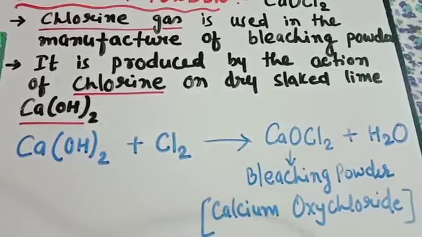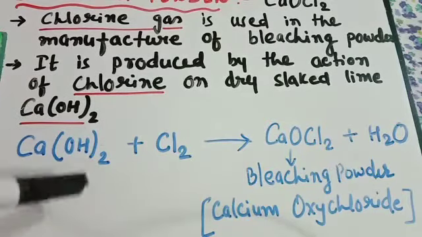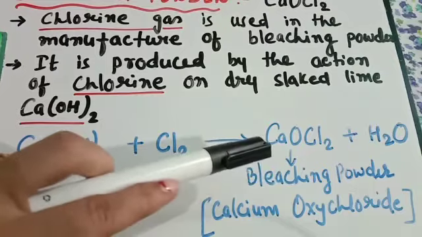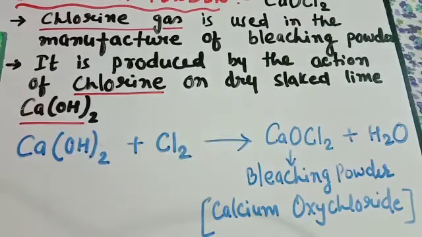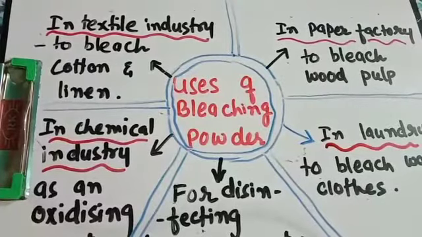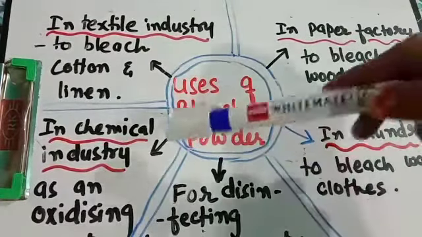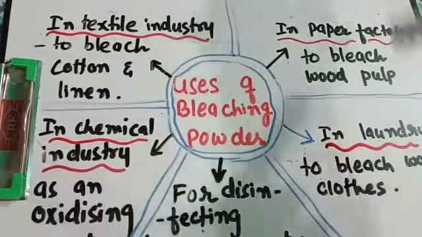You only have to remember that slaked lime and chlorine. Slaked lime is Ca(OH)2 plus Cl2 gives you the formula CaOCl2 plus water. Now let's go for the uses of bleaching powder. Here 5 uses are mentioned: 1, 2, 3, 4, 5. So let us go clockwise.